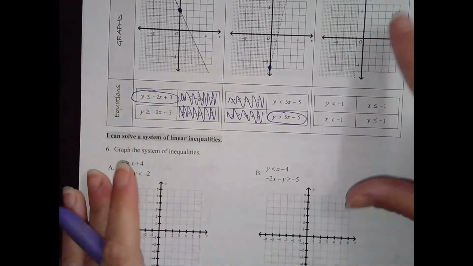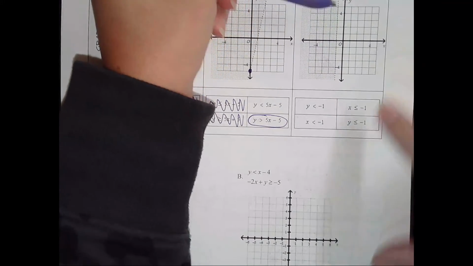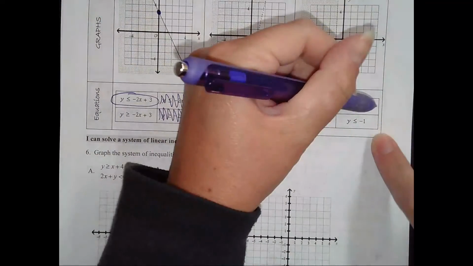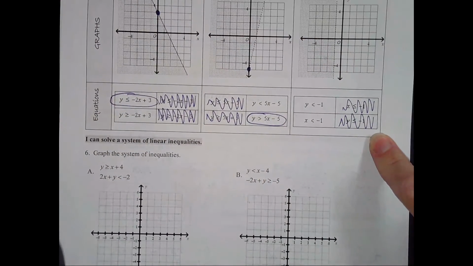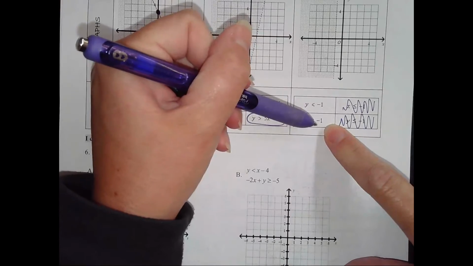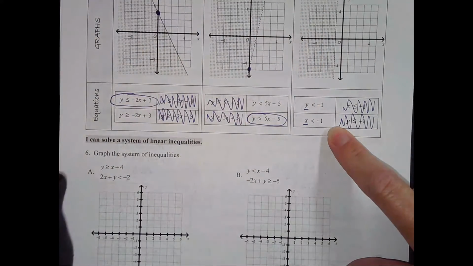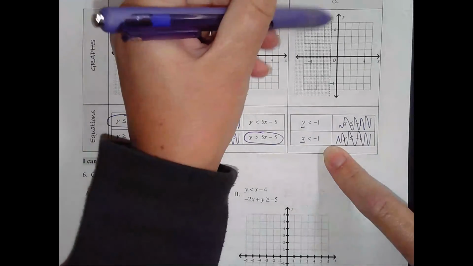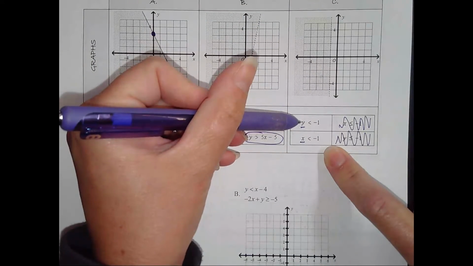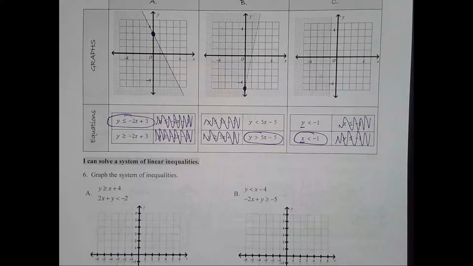And then for C, we have a dashed line. So that means that it should not have an equal to. So we can eliminate this one and this one. Both of these are at -1. We have to determine this x and y tell us which axis it's crossing through. So is our line crossing through the x-axis or the y-axis? The x. So that's how you can use your process of elimination there.